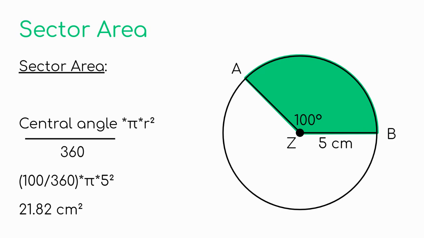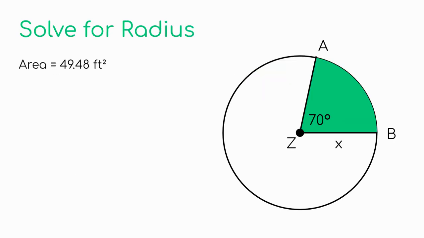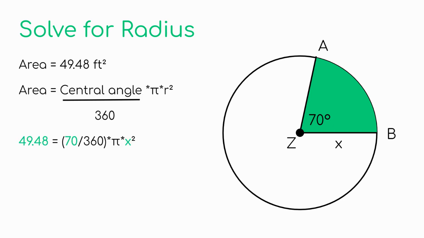So now we're going to start working backwards. So first we're going to do solving for the radius. So just like before, we're going to start with our formula. So our formula for sector area was central angle divided by 360 times pi times r squared. And we're going to plug in what we know. So we know the area is 49.48. We know the central angle is 70 degrees, and we know the radius is x.